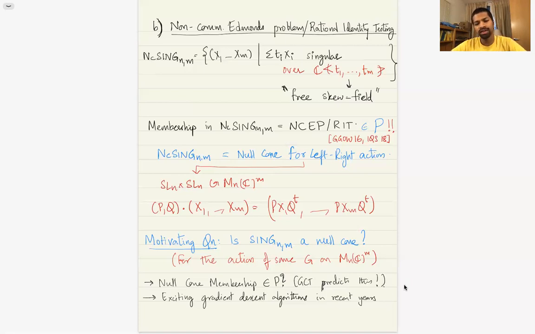And another reason is that for this null cone membership problem, in recent years, following the success of GGOW, we've had exciting new algorithms, and these are based on gradient descent, and they run pretty fast in practice in many cases. And it would be interesting to see if these algorithms, as is, or perhaps with more improvements, could really just be polynomial time. And this was kind of the motivation for trying to understand this particular question of whether this singular tuples of matrices is a null cone.